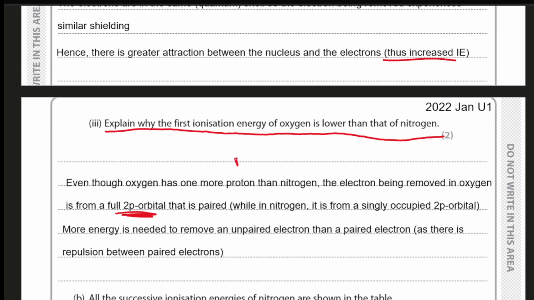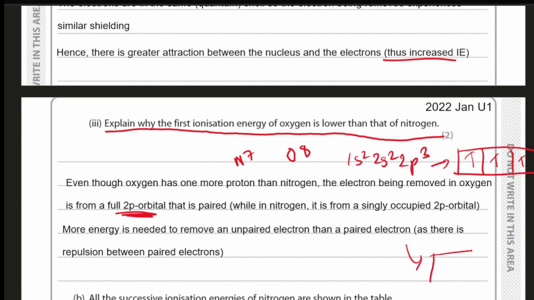Now we know that nitrogen has 7 electrons while oxygen has 8. So if you draw it, nitrogen is 1s2 2s2 2p3. In the case of nitrogen, if we check the p orbitals, all of them occupy the 2p orbital singly. They are not in paired format. But in oxygen there are 8 electrons, so one extra electron is there. That means one of the electrons is in a paired state.